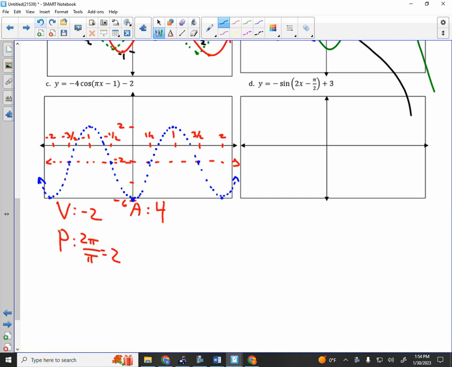That is not my actual graph. That's a ghost graph. I'll use that to be able to determine the real graph. But first, I must determine the horizontal shift. How do I do that?